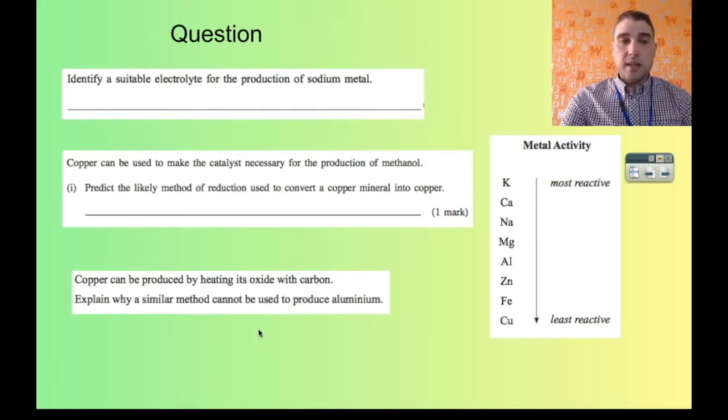Another part here says copper can be produced by heating its oxide with carbon. Explain why a similar method cannot be used to produce aluminium. So again, if we have a look at our activity series, we can see copper's down the bottom and aluminium is in the middle here. So carbon isn't a strong enough reducing agent to reduce aluminium ions. So that's the simple answer there. Because copper is less active, it's more easily reduced. So we can use carbon as its reducing agent, whereas aluminium is more reactive, which means it's more difficult to reduce. So we need to use a stronger reducing agent than carbon or carbon monoxide.